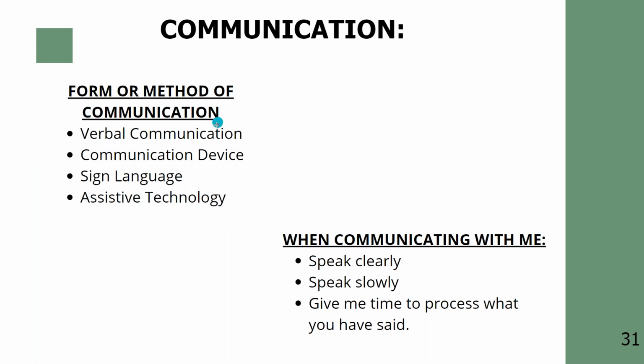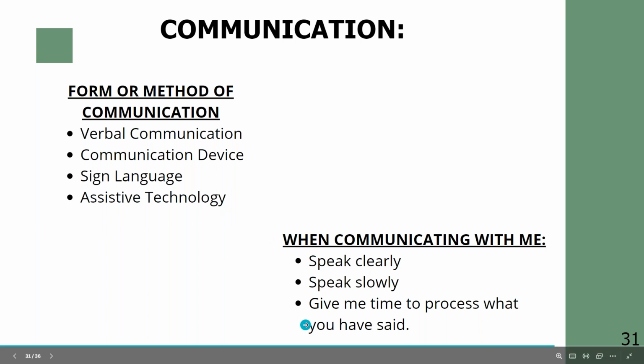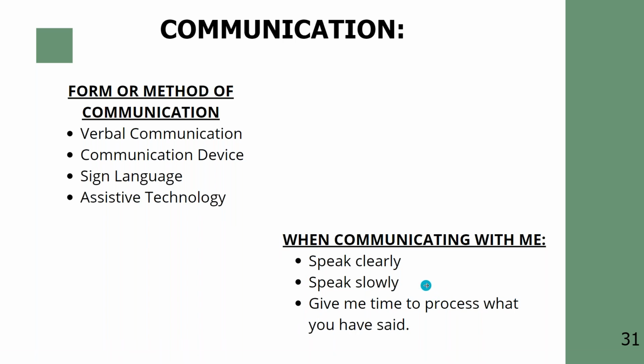The form or method of communication that works for me: I like verbal communication. I know some sign language. I may need assistive technology, like a communication device. We're going to include that here in this example of the portfolio. When you're communicating with me, it's important that you speak slowly and clearly and give me time to process what you said.